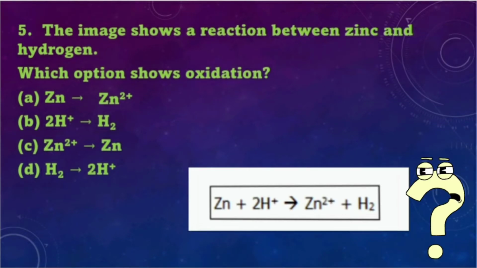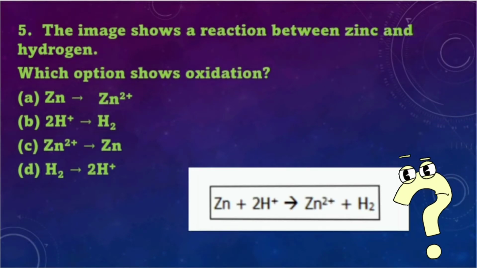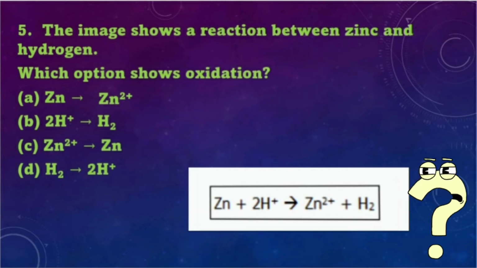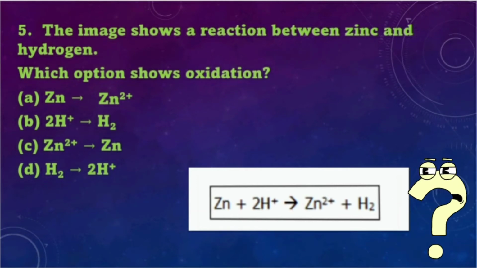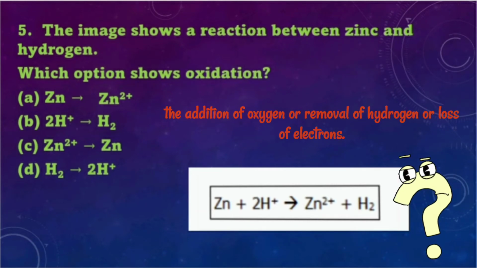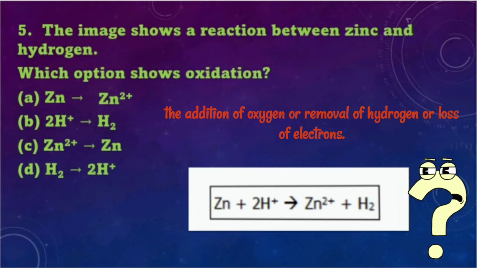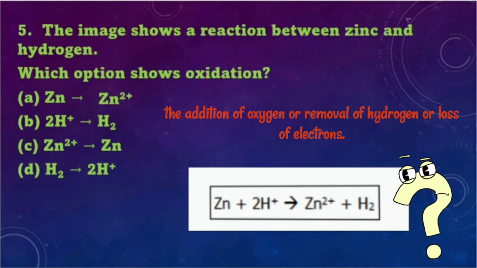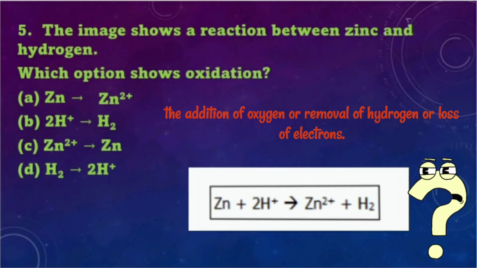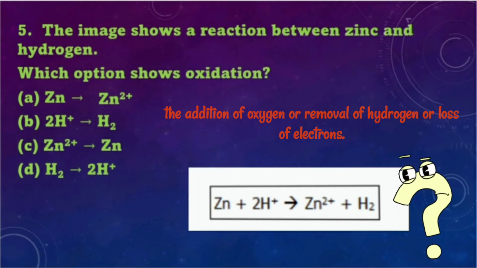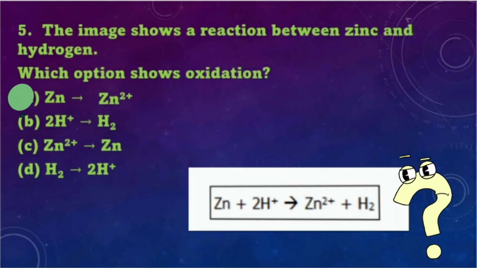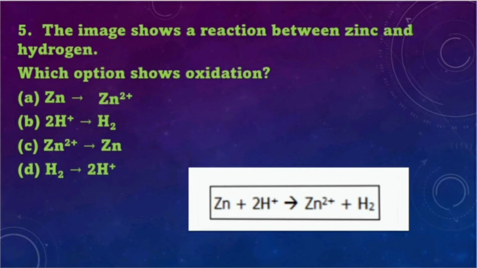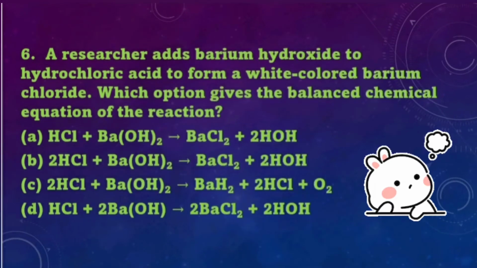Question number 5. The image shows a reaction between zinc and hydrogen. Which option shows oxidation? Now, oxidation means addition of oxygen or removal of hydrogen or loss of electrons. Here, Zn loses 2 electrons to become Zn2+. So the answer will be option A, Zn gives Zn2+.